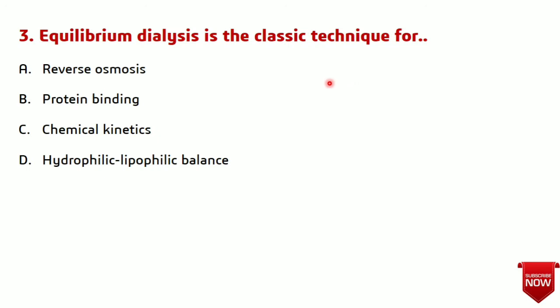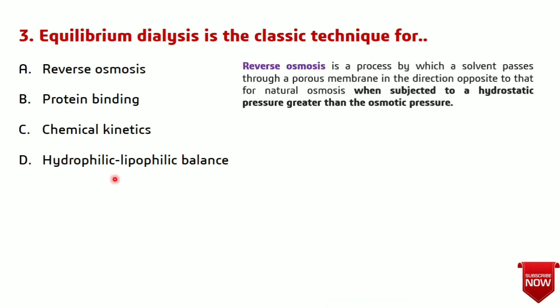Question number 3. Equilibrium dialysis is the classic technique for. The four options are reverse osmosis, protein binding, chemical kinetics and hydrophilic lipophilic balance. If you observe each one, you can easily get the answer. First, reverse osmosis. It is a process by which a solvent passes through a porous membrane in the direction opposite to that of natural osmosis when subjected to a hydrostatic pressure greater than the osmotic pressure. This phenomenon is called reverse osmosis.